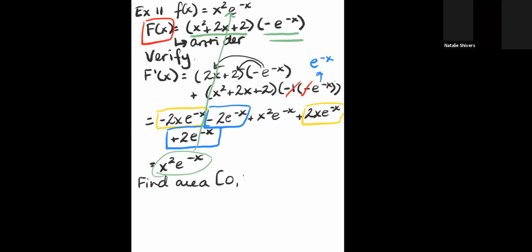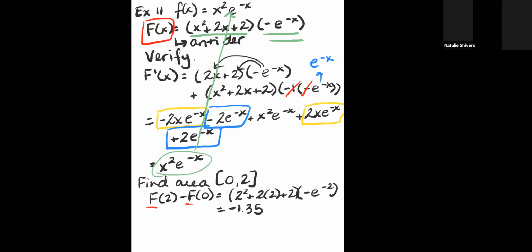So find area, 0 to 2. So F at 2 minus F at 0. So again, I'm going to use the capital F. So I'm going to underline this. Remember, capital F. Use the capital F for this. So I'm going to get 2 squared plus 2 times 2 plus 2 times negative e to the negative 2. That's that first part. That part gives me negative 1.35.